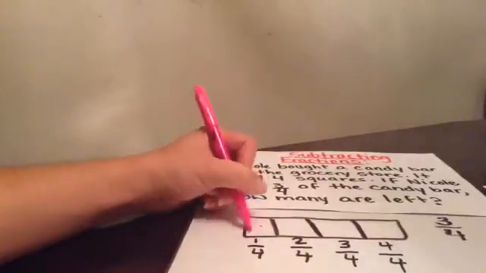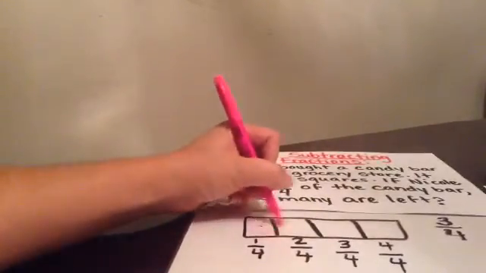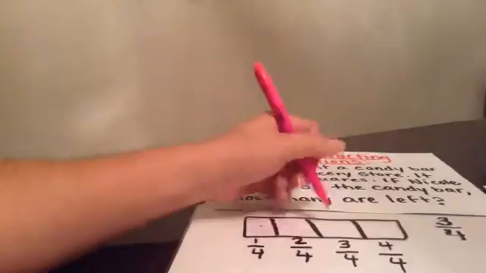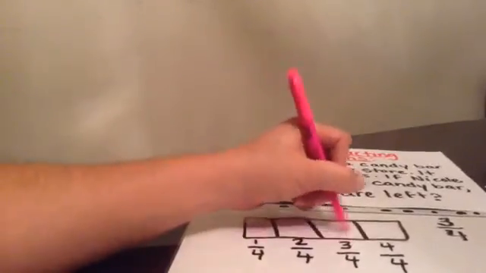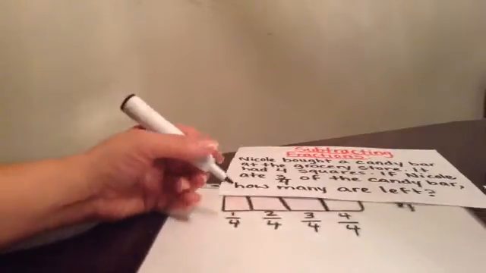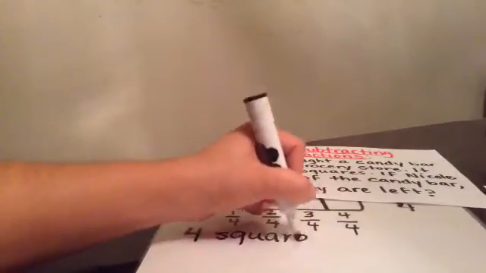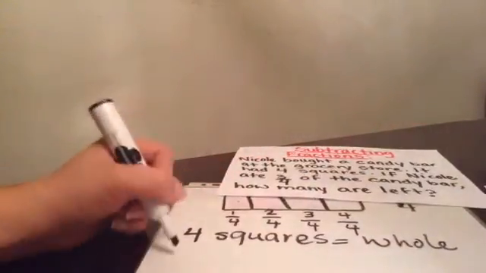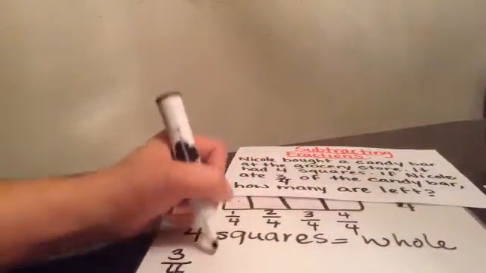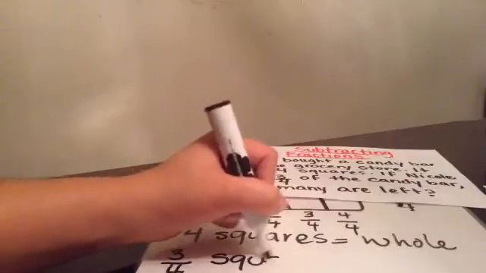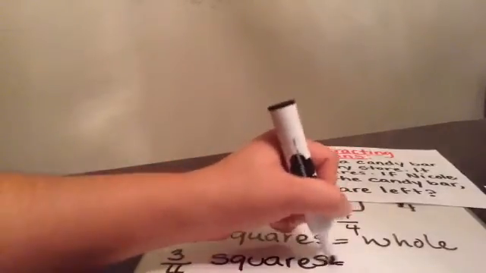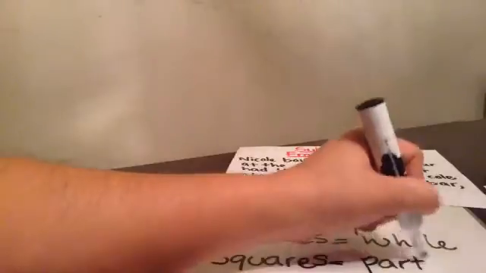So 1, 2, 3. So 4 squares equals the whole, and 3/4 squares equals part of the whole.